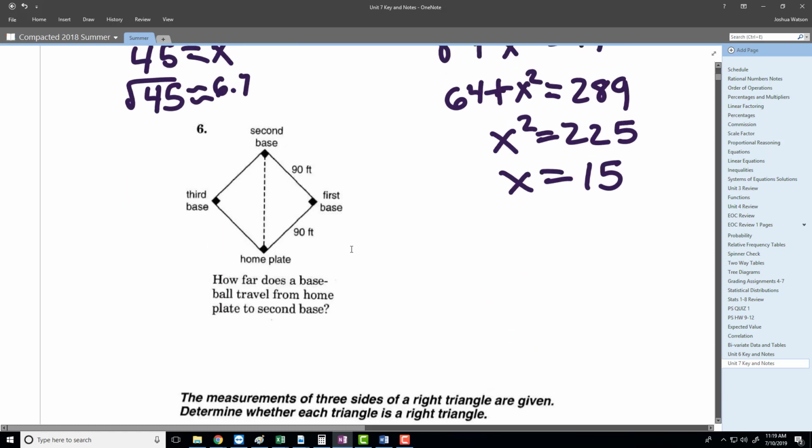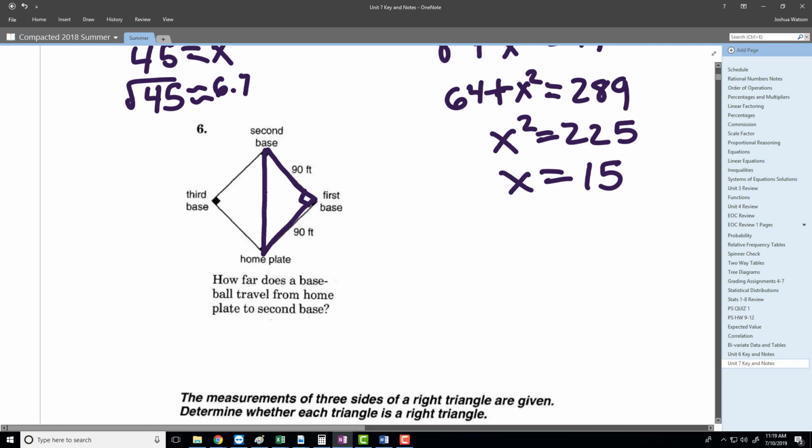Alrighty, taking a look at this problem. This is a really fun problem. How far does a baseball travel from home plate to second base given just this information? Turns out you're going to need to make some triangles here because we have this right triangle right here. This is a right angle, they said. And you have 90, 90, and something.